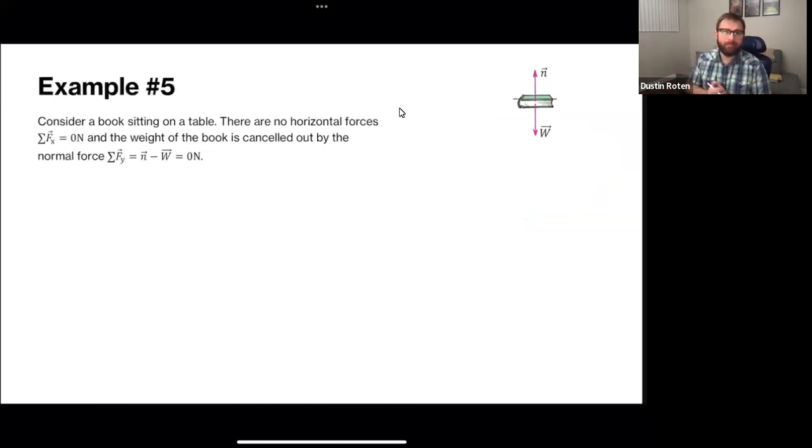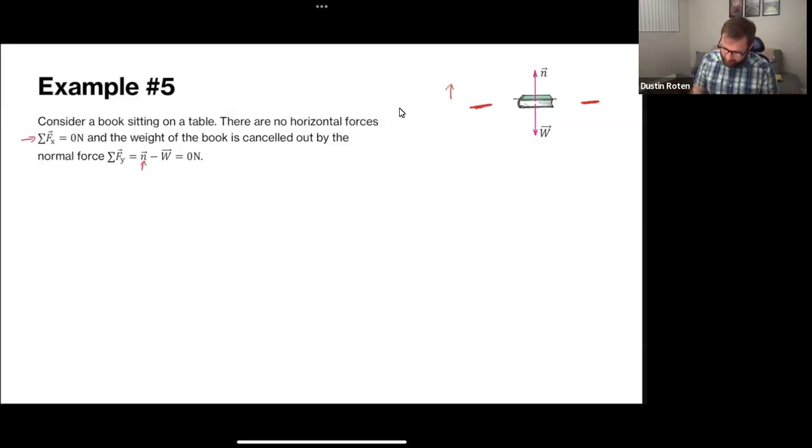So let's look at this example. Let's consider a book sitting on a table and there's no horizontal forces. You can look at the picture, there's nothing in the X direction. So if we sum up the forces in the X direction, we get 0. And now if we think about the weight and the normal force of the book, we know that the normal force points up, the weight's going to be negative, right? It's pointing down. We can define our positive and negative direction any way we want to, as long as we keep it the same throughout the problem.